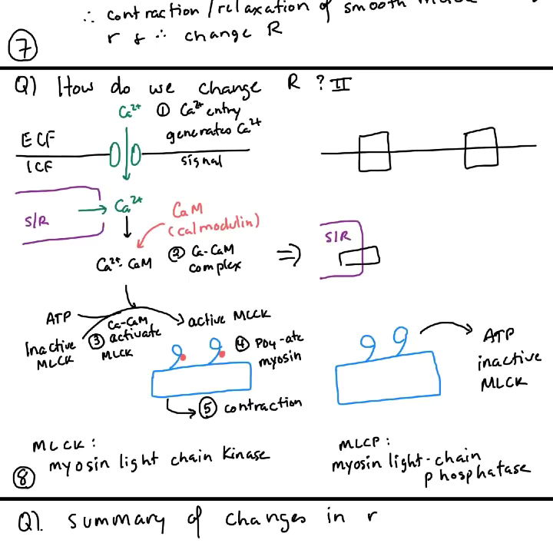Okay, so a quick review. We get calcium entry. Calcium entry could be either from an external source or an internal source. Calcium then combines with calmodulin to form this calcium calmodulin complex. Together, they combine with ATP and an inactive MLCK to make it active MLCK. And then the active MLCK will phosphorylate myosin, which leads to contraction.